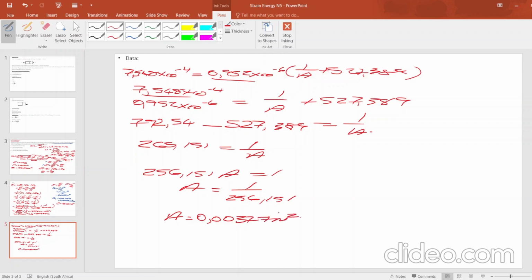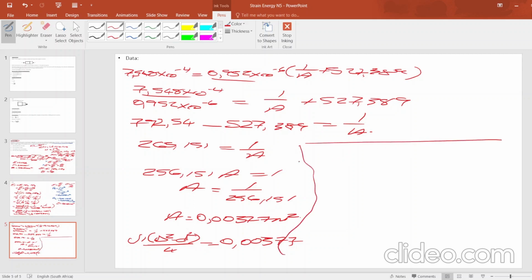0,00377 meter square. Now this is my area, but they said we should calculate the inner diameter. Now in calculating the inner diameter, I'm having D squared minus small d squared, divided by 4, all squared, equals 0,00377. Right, then let's write the portion there. Then I'm having negative d squared equals 0,00377 multiplied by 4, divided by pi, minus the big D.